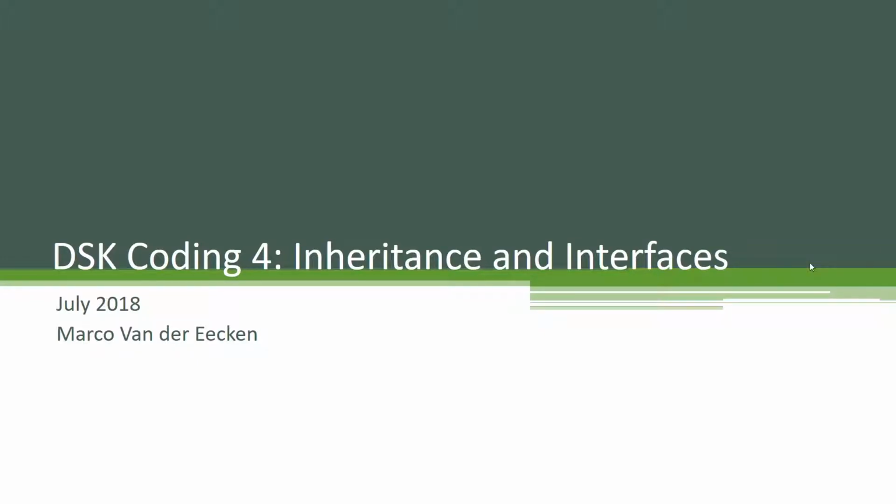Alright, so this is DSK Coding Lesson 4, Inheritance and Interfaces. I just wanted to do this lesson before we start with GUI, just so you understand where GUI comes from. GUI is a graphical user interface.